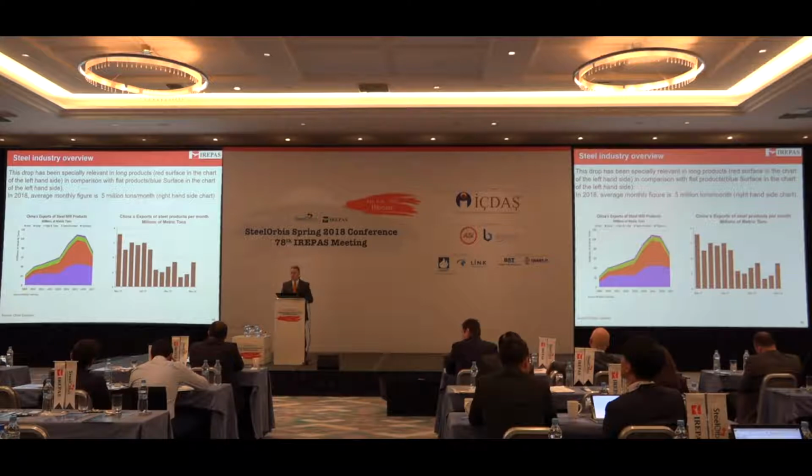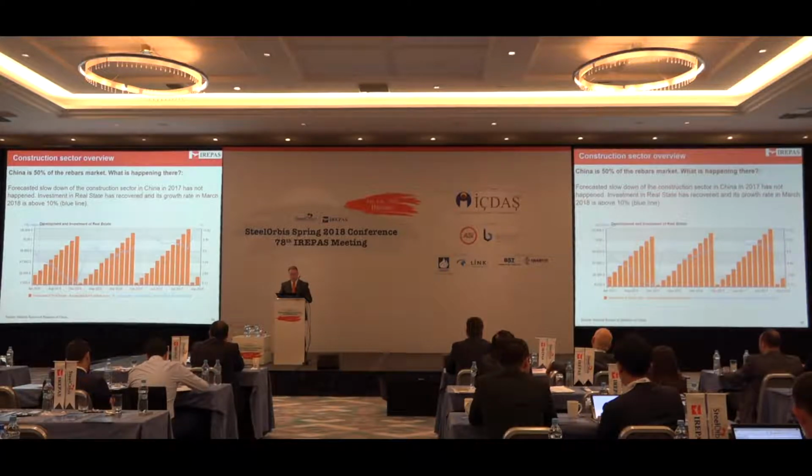In the right-hand side graph, you can find the export of total steel products from China on a monthly basis from the last year. You can realize that the figure of January and February have been very low. There is a rebound in March, and let's see in the future how this figure evolves.